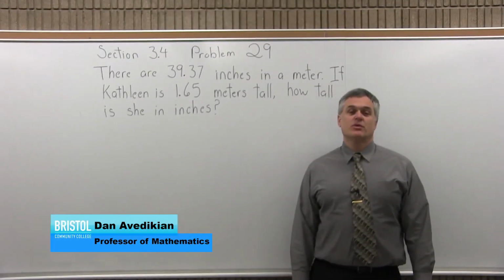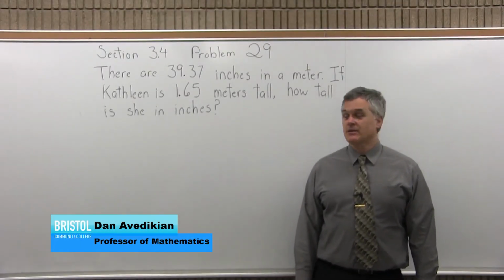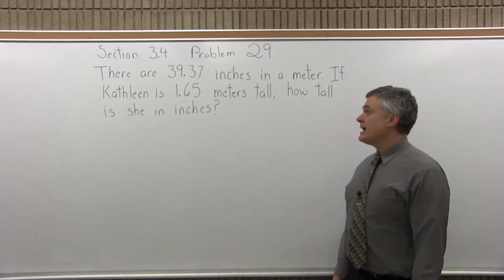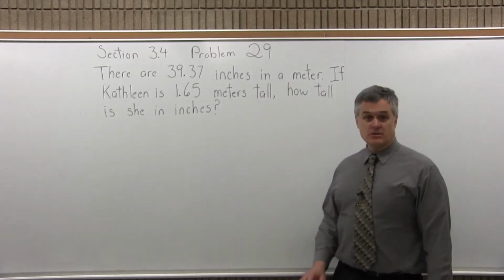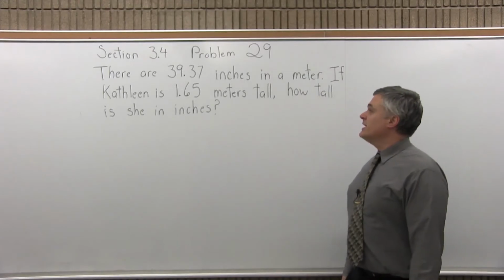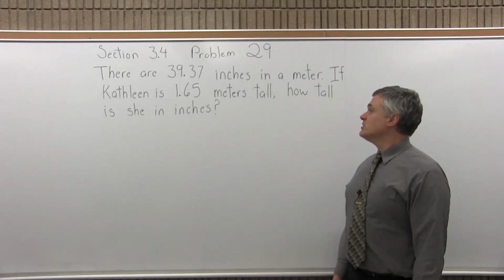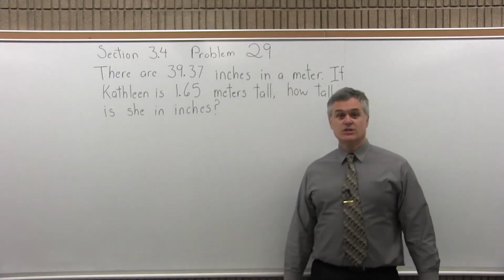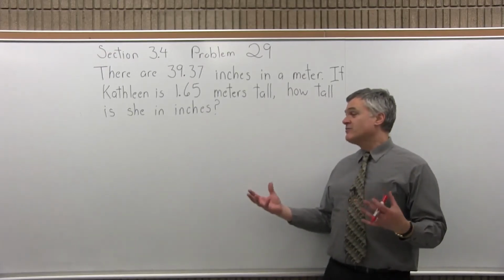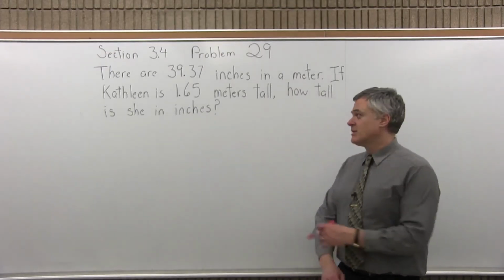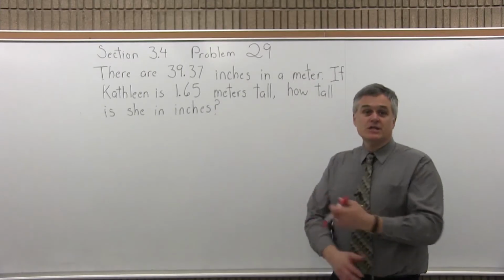This is Section 3.4, Problem 29. It says there are 39.37 inches in a meter, and this is really true. If Kathleen is 1.65 meters tall, how tall is she in inches? So 1.65 meters is a pretty normal height. That's a common height for people. What would it be in inches?